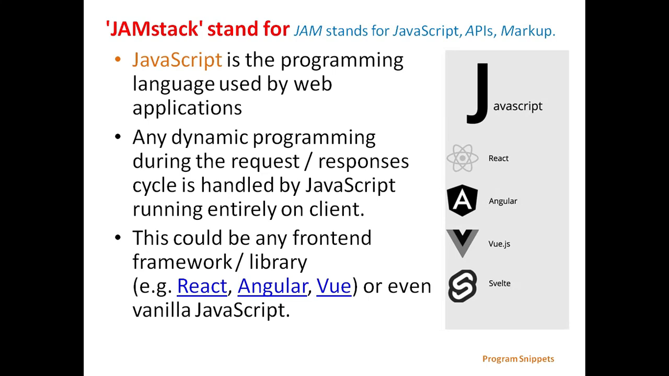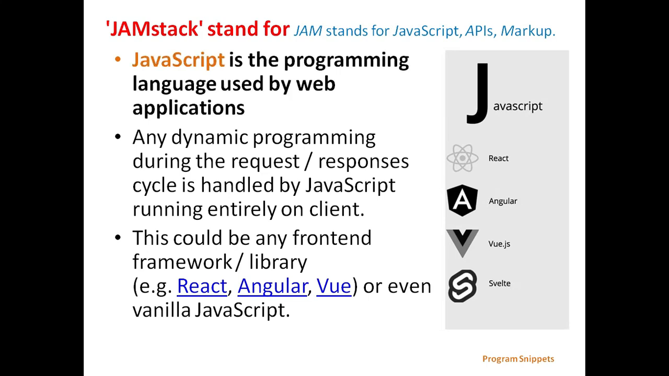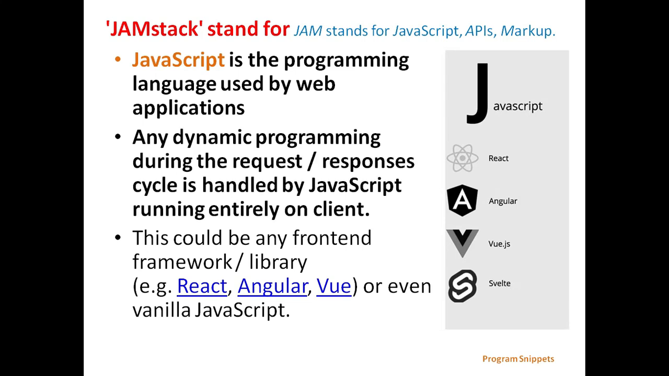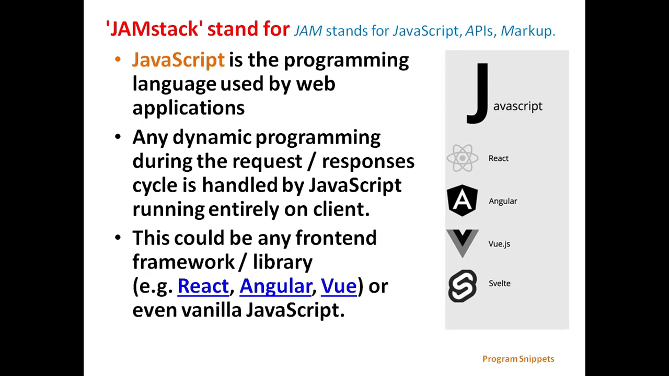JAMStack stands for JavaScript, APIs, and Markup, where JavaScript is a programming language which is used by the web applications. Any dynamic programming during the request or response cycle is handled by the JavaScript, which runs entirely on the client. This could be any front-end framework or library like React, Angular, Vue, or even vanilla JavaScript.